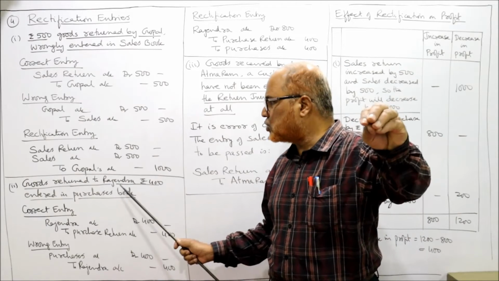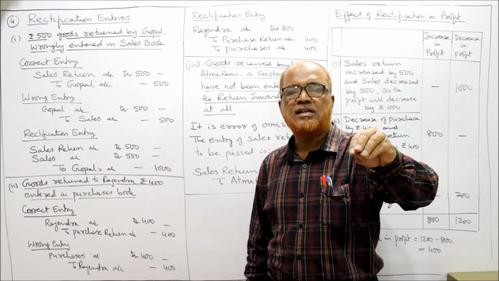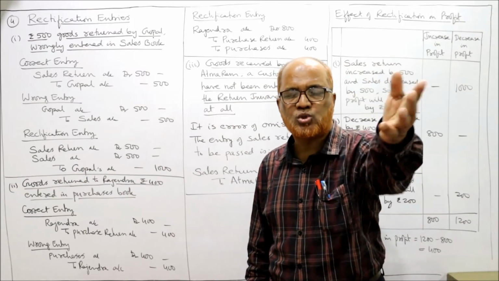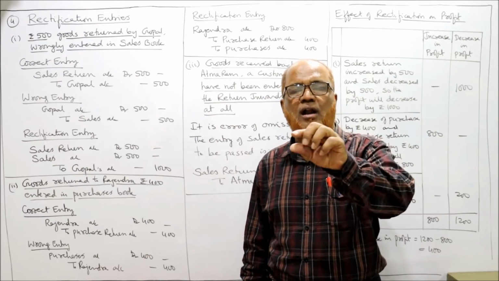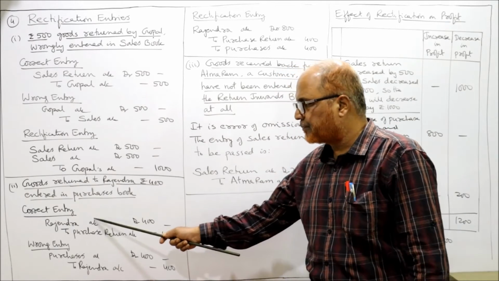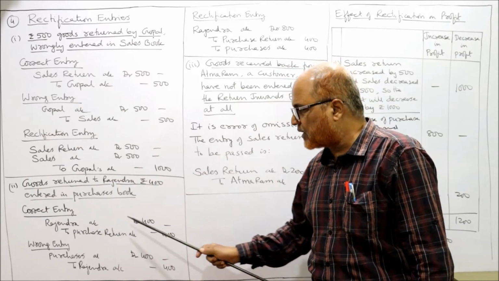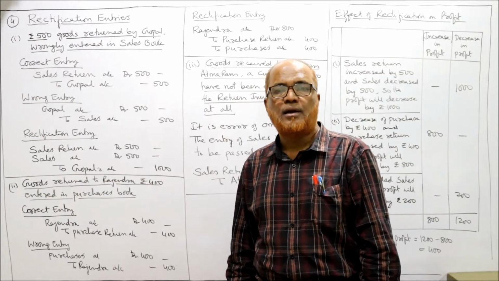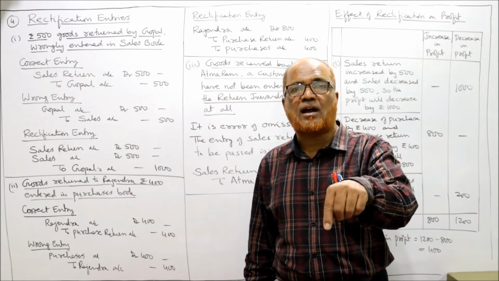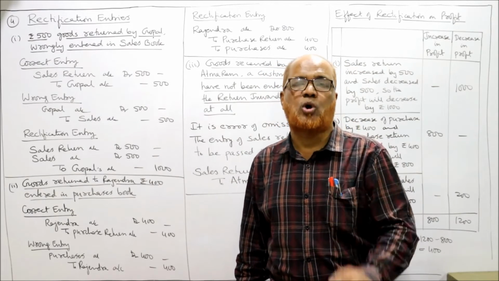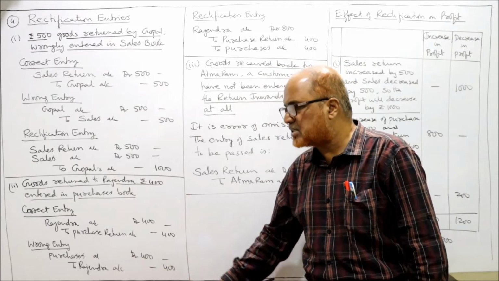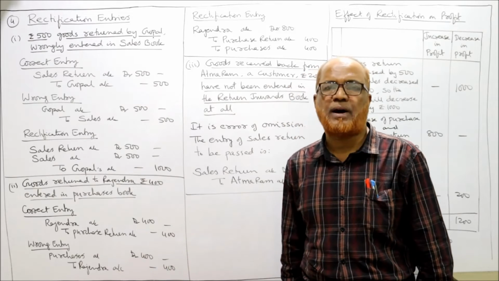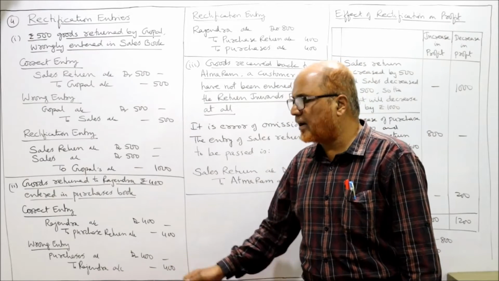When we return the goods to Rajendra, it's a purchase return. The entry will be Rajendra account debtor to purchase return 400. This is the correct entry. But by mistake, it is recorded in the purchases book. The entry is purchase account debtor to Rajendra. This is the wrong entry passed.